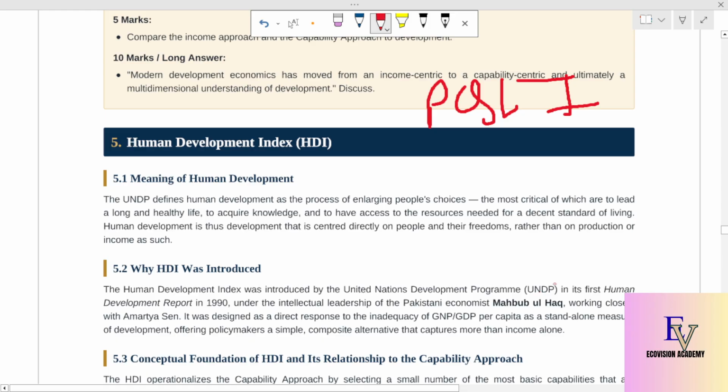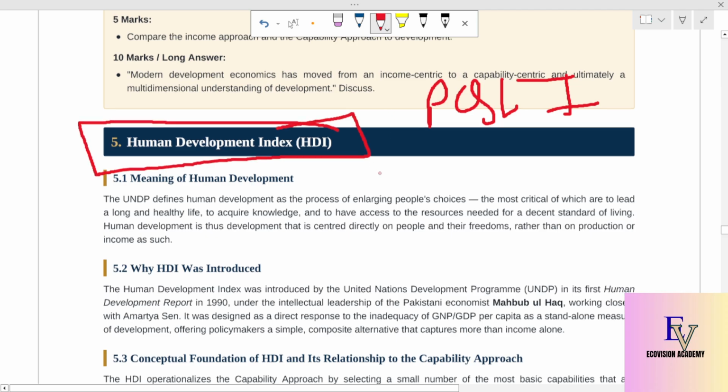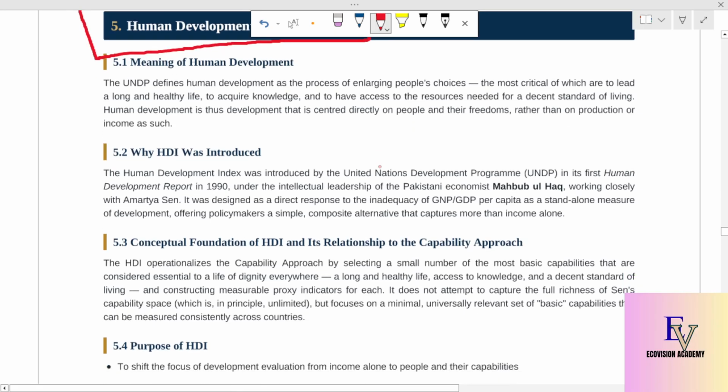Okay, PQLI. After PQLI came into the market and went into the economic frame, there were certain restrictions of PQLI, the Physical Quality of Life Index. So after PQLI was developed, again under the leadership of Mahbub ul Haq and with Amartya Sen, a new index was integrated, which is named HDI, the Human Development Index. Okay.